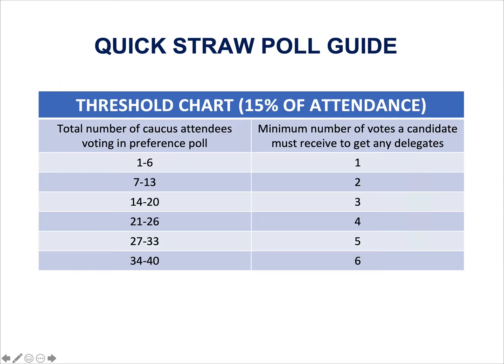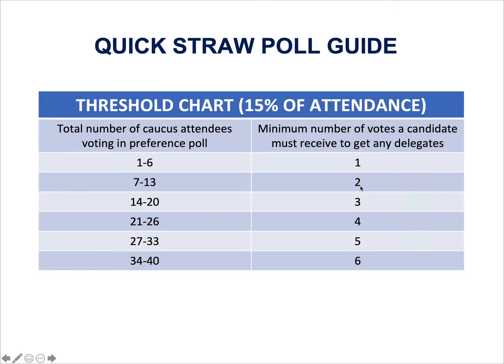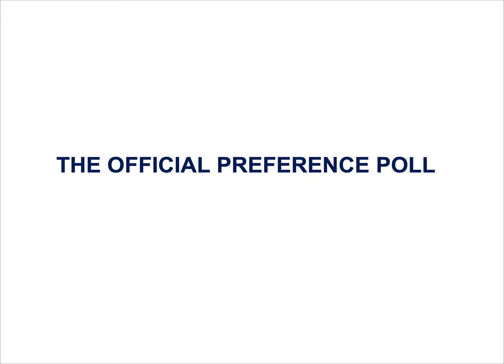From the quick straw poll guide, we can see that a caucus like ours with 7 attendees and less than 2 votes means that that candidate wouldn't be viable. So this gives a chance for people voting for non-viable candidates to switch to another candidate and also give people a chance to make the case for their candidate. This should be done with respect. We then move on to final voting for the official preference poll.